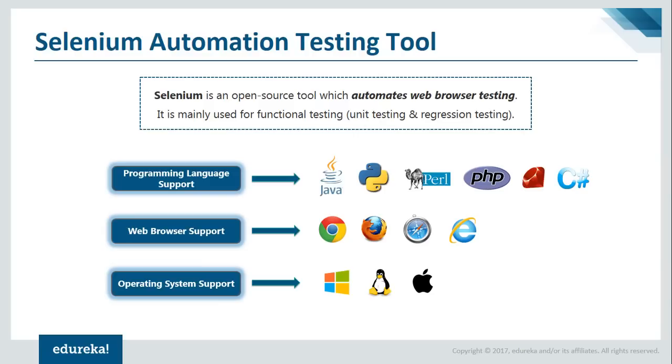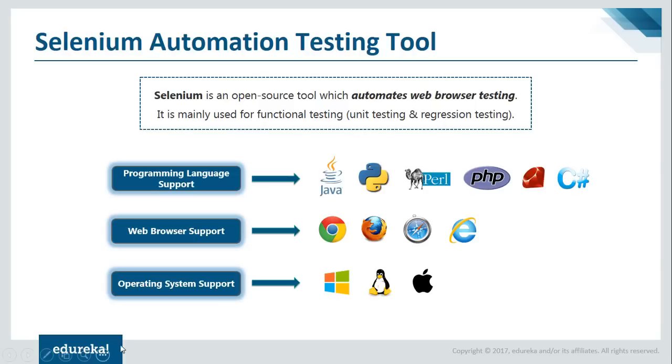So yeah, that's the biggest benefit, right? So you have three important advantages. It has programming language support across all these languages. You have web browser support and also operating system support across all these platforms. So these are the three main reasons why it stands out as an automation testing tool and why it's the best among all the other automation testing tools.